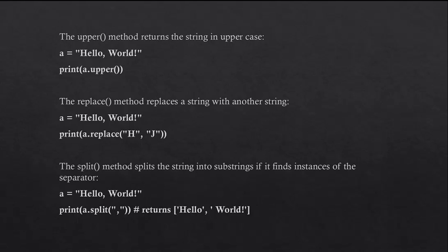The split method will split the string into substrings if it finds instances of the separator. For example, in this case, the a variable, a dot split, will return hello world. It will split at the comma. We will split at a comma and put it in single quotes, as you can see.